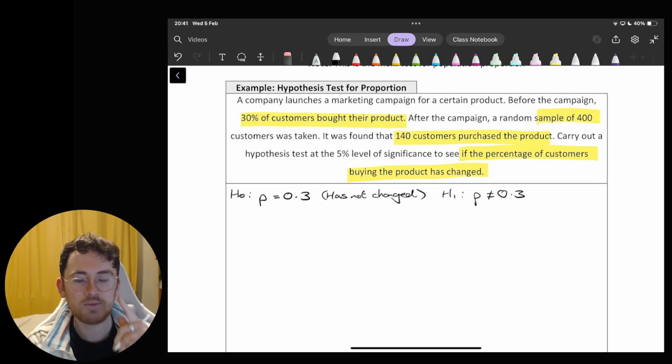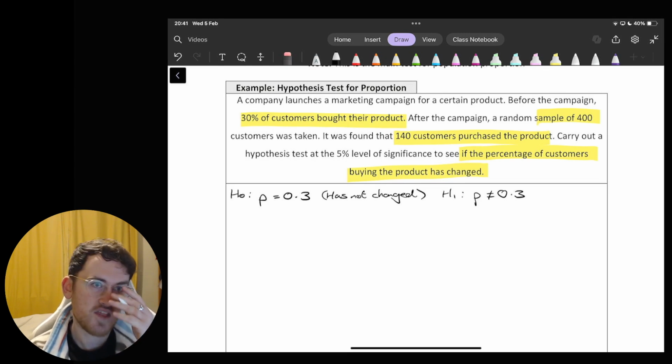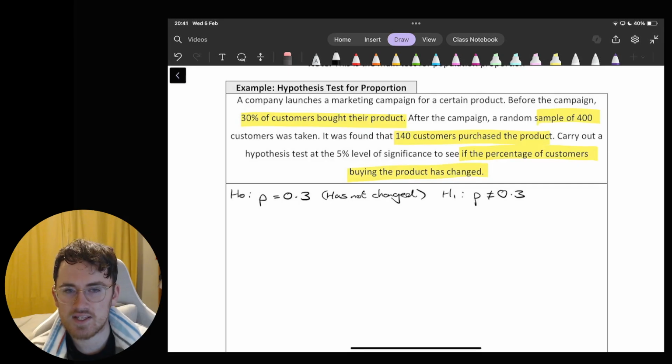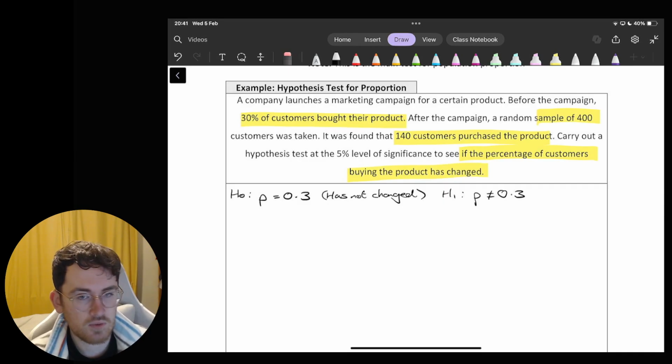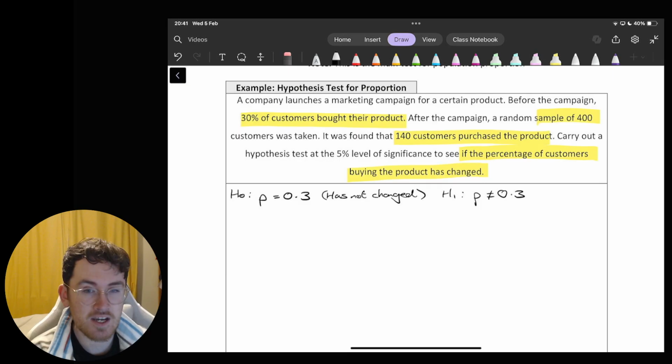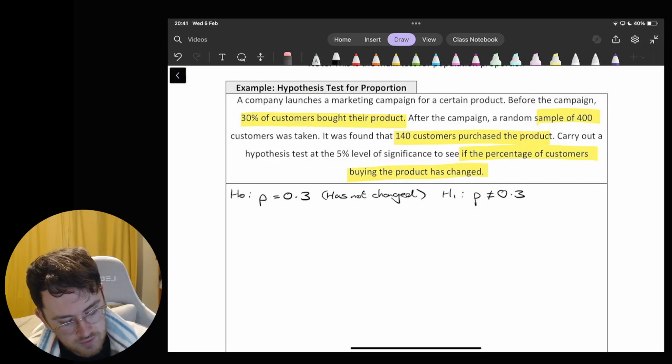A common mistake here would be to say that it's 0.7, but the opposite of being 0.3 is not being 0.3. It's not 0.7. Just because it's not 0.3, it could be 0.31, 0.32, it could be 0.4. It can be any other number, it's just not 0.3. So be careful with that one: is and is not. We need to look at all of our information now.